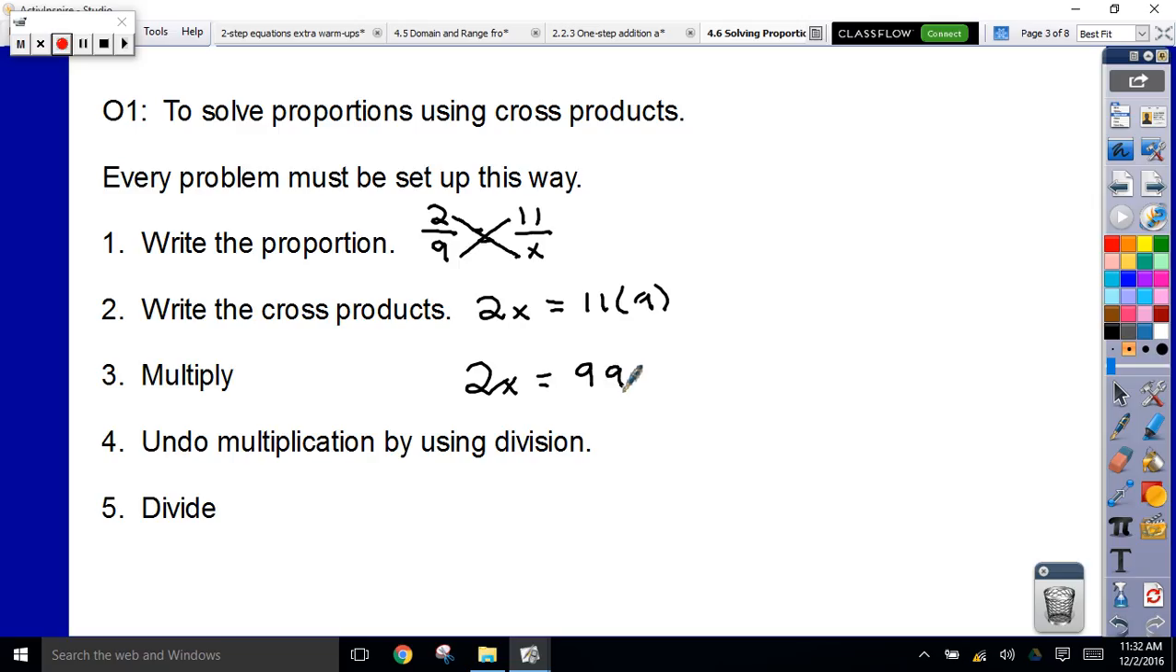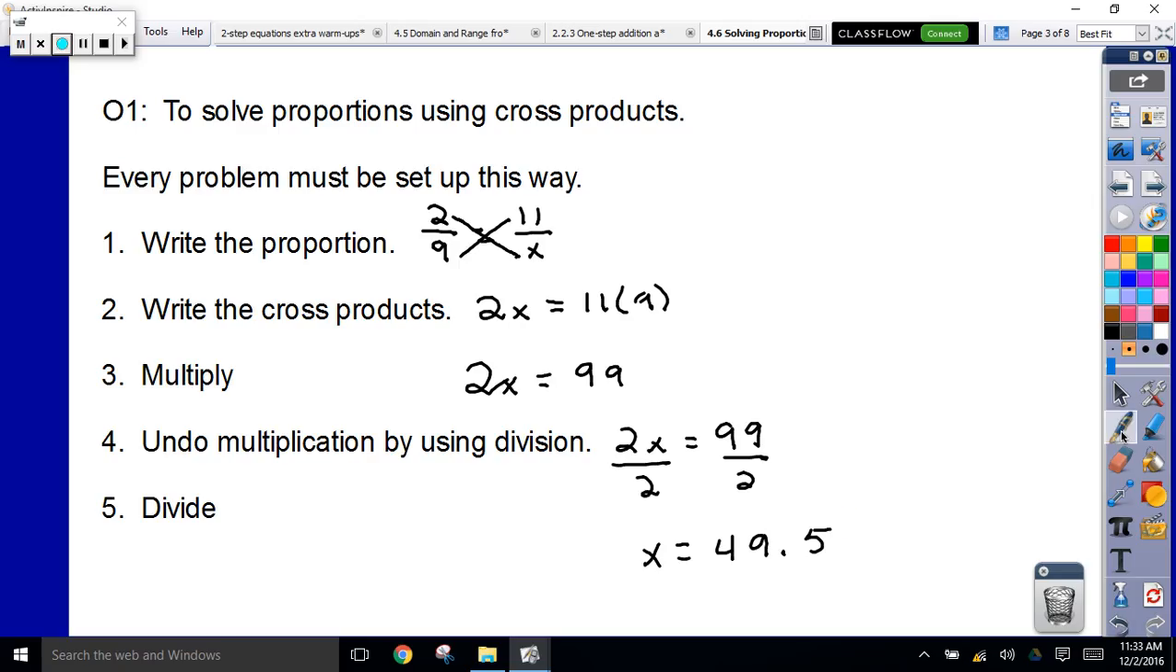Now to solve that, that's a one-step equation. I am going to need to do what to both sides? Right? Divide by 2. Good. Divide both sides by 2. I'm going to write this out separately so it's a little clearer, but you can add it to the same step. So divided by 2, and then when I divide, I find that x equals 49.5.